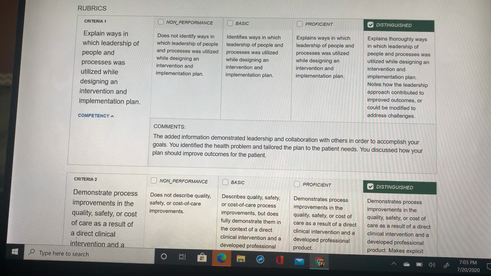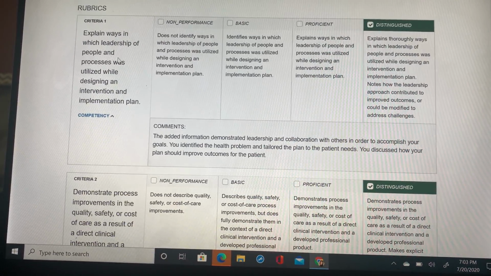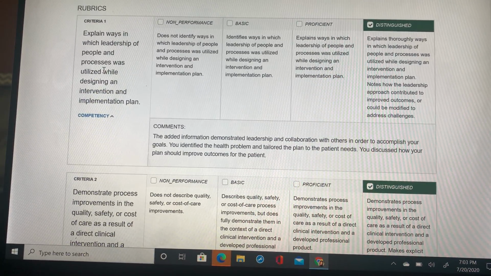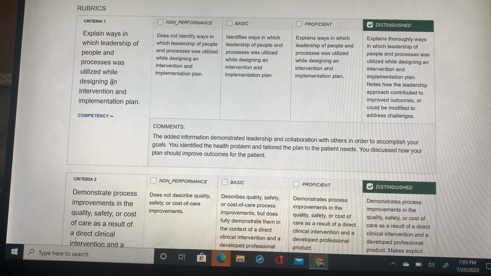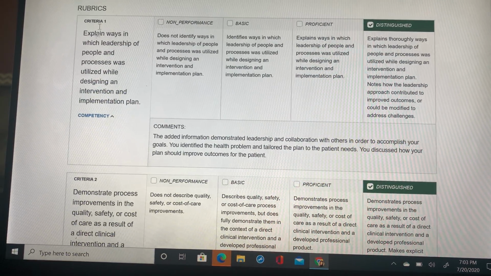So I explained ways in which leadership of people and processes was utilized while designing an intervention and implementation plan, right?